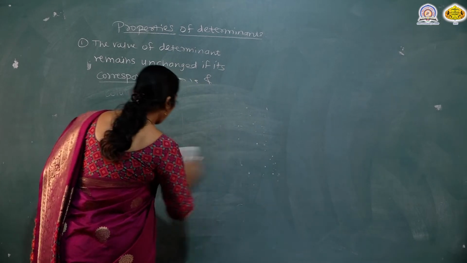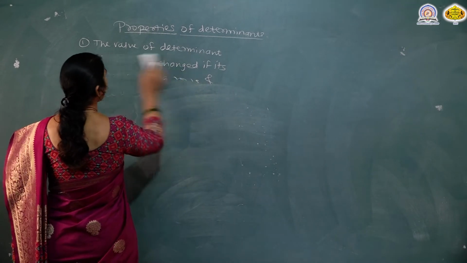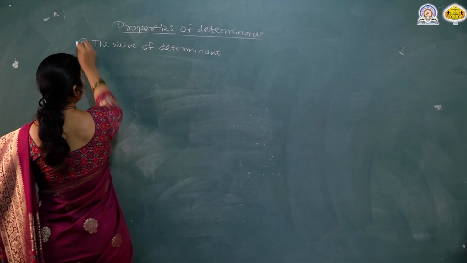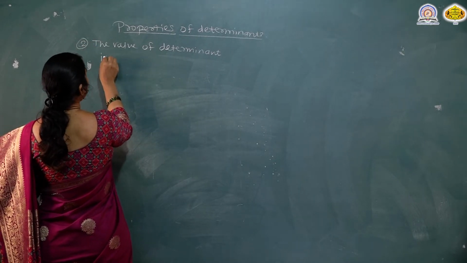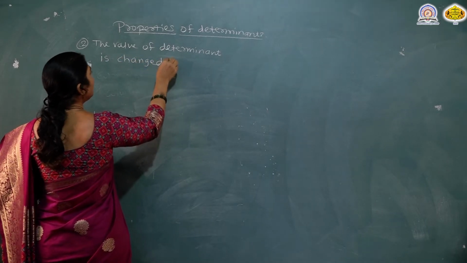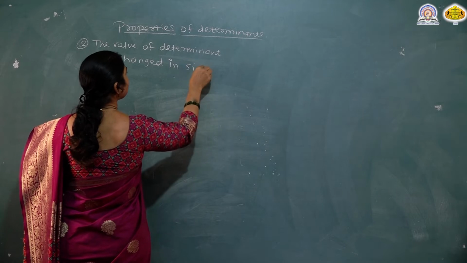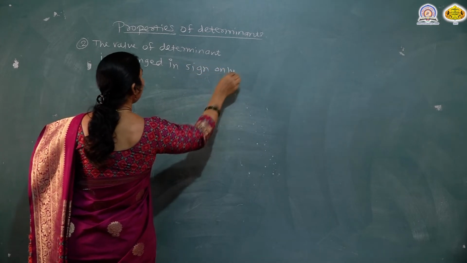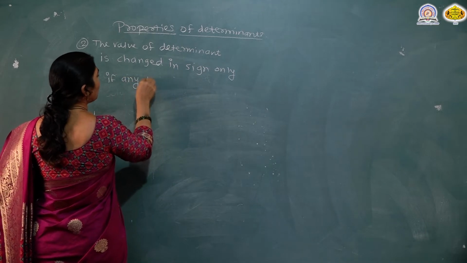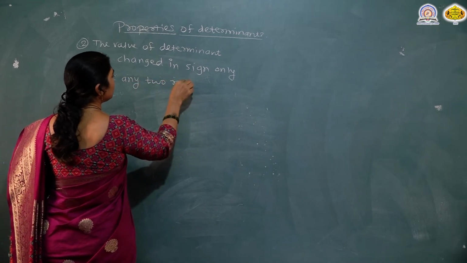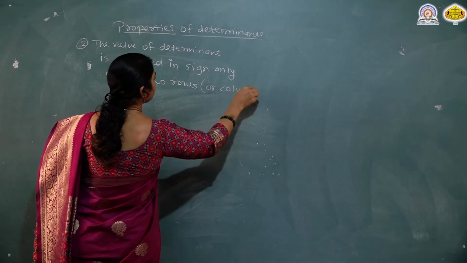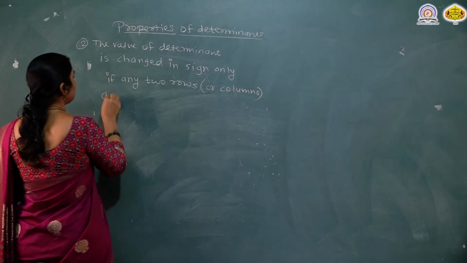The second property says that the value of a determinant is changed in sign only if any two rows or columns are interchanged.